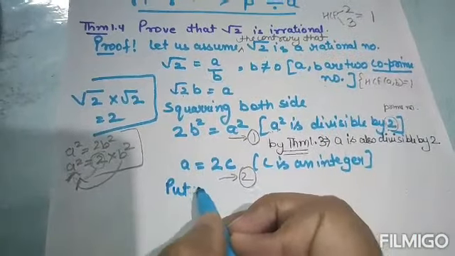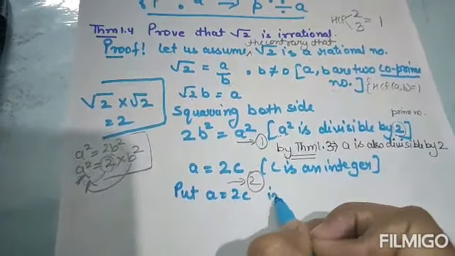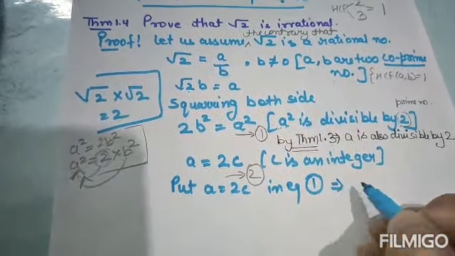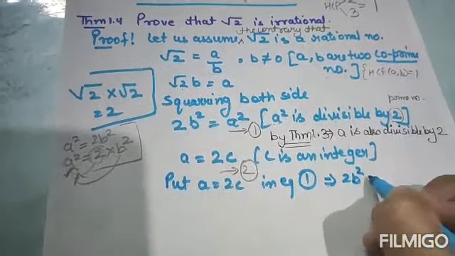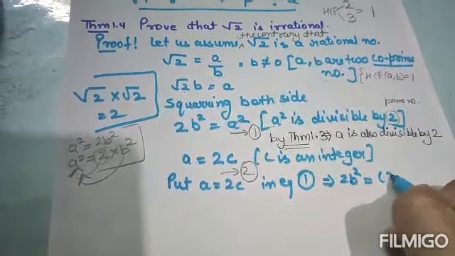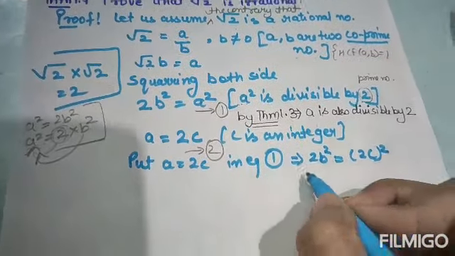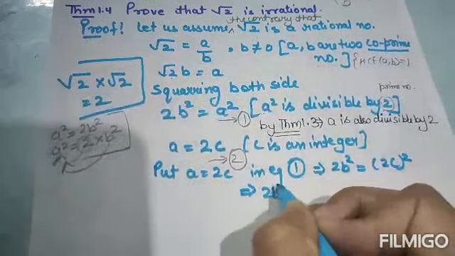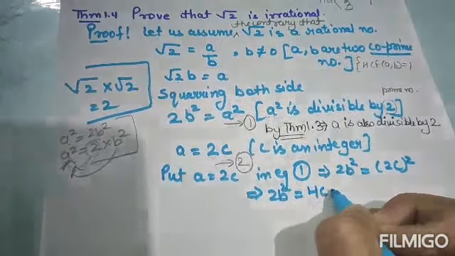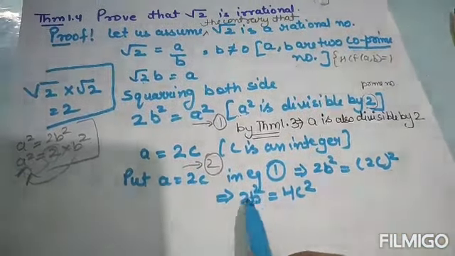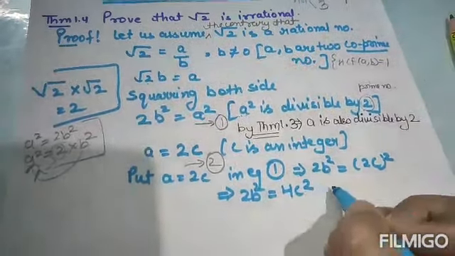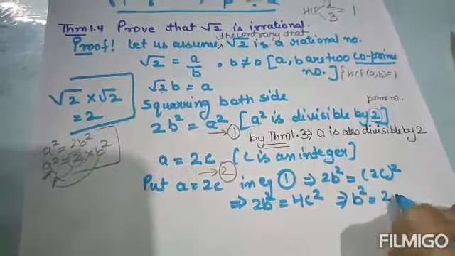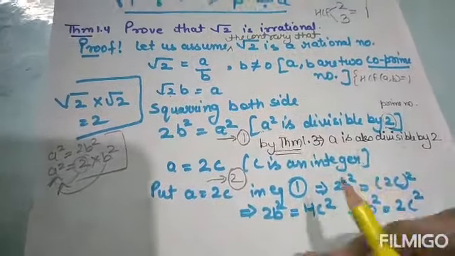Put A equal to 2C in equation 1. So it will become 2B square equal to, in place of A, 2C whole square. This implies 2B square is equal to 4C square. So now 2 will cancel 4 by 2 times. This implies B square will be equal to 2C square. That is how you got it.